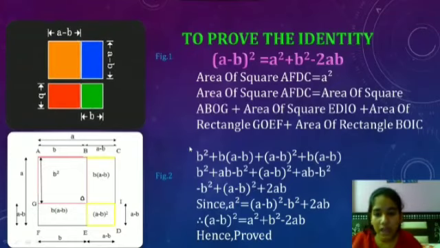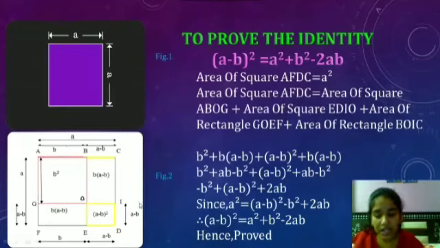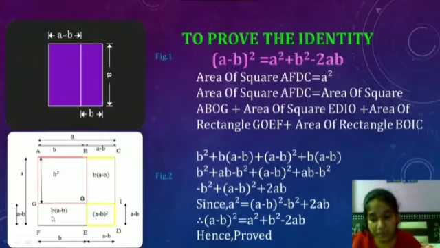Area of square ABOG will be b × b, which is b². Now area of square EDIO will be (a − b) × (a − b), which will be (a − b) whole square. Now area of rectangle GOEF will be b × (a − b). Area of rectangle BOIC will be b × (a − b).